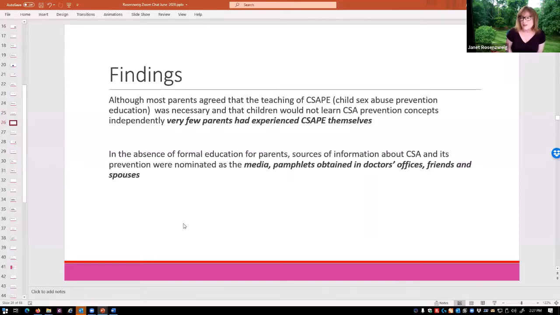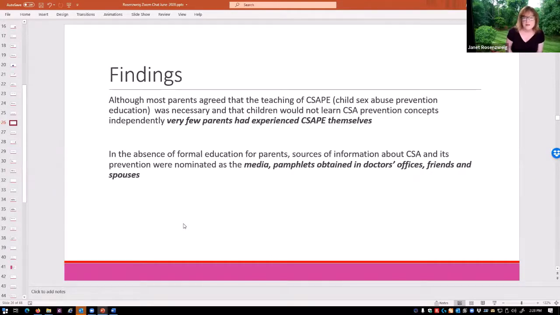Very few parents have learned about sex abuse prevention themselves, and therefore don't feel very well equipped to talk about it with their kids. We also know from other research that some of their most important sources for sex abuse prevention information are media and pamphlets obtained in doctors' offices, and friends and spouses. There's also other research that tells us that the internet, contrary to popular opinion, has not killed the paper pamphlet.